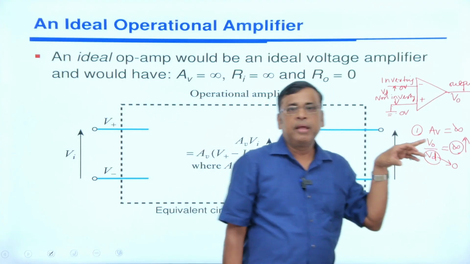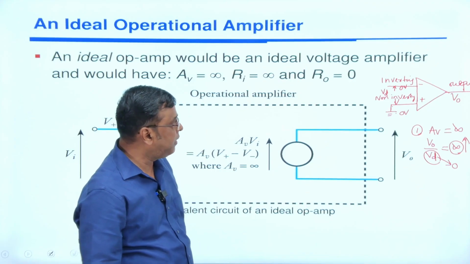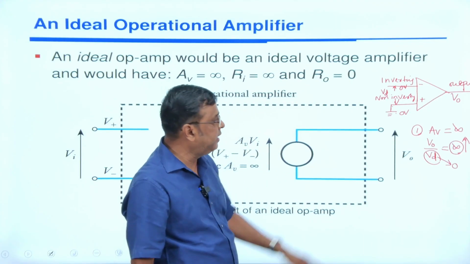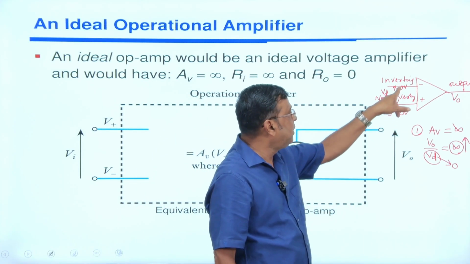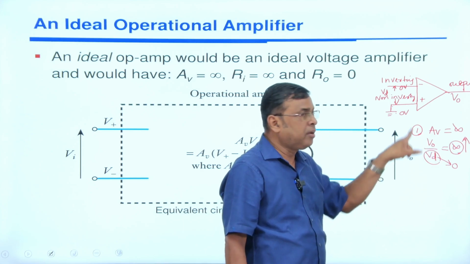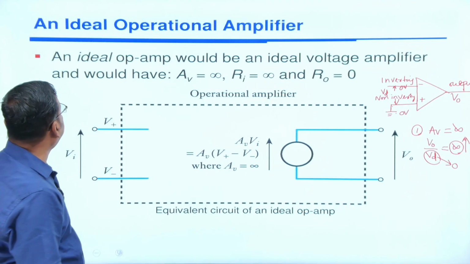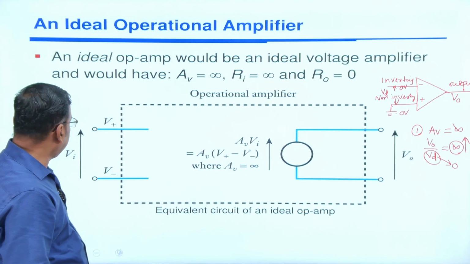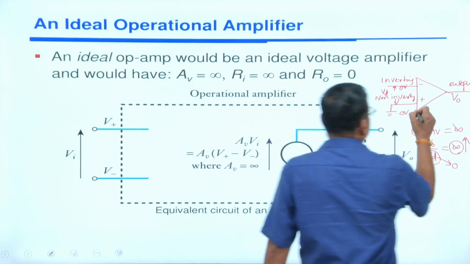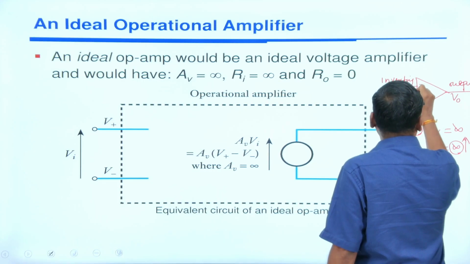In every electronic circuit, the negative terminal is grounded, but in the operational amplifier the positive terminal is grounded. The positive terminal grounded means it is 0 volt. If this is 0 volt, this voltage must be 0, because something divided by 0 is infinity, so the gain is infinity. This is the equivalent circuit of our operational amplifier. This voltage we can say is your V plus, this potential is your V plus, and this potential is your V minus.